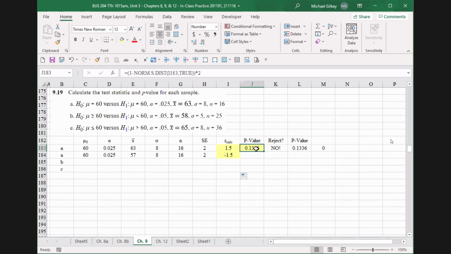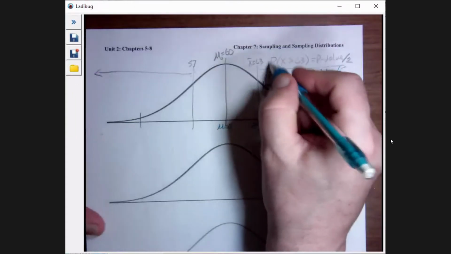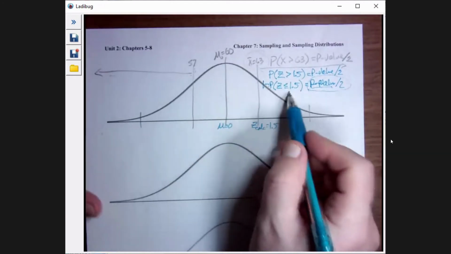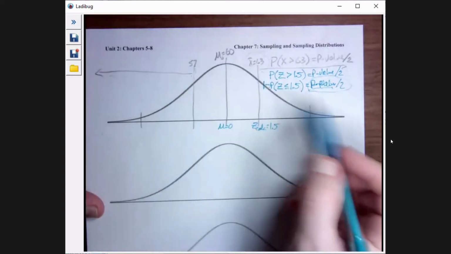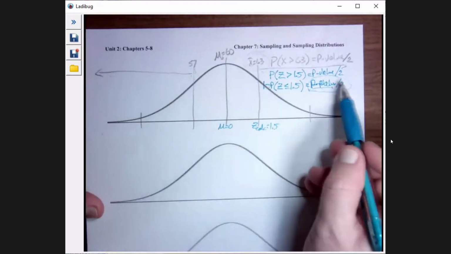And then my p-value, well, this calculation is not going to work because the calculation I did reflects the fact that I got a value above the mean. So doing 1 minus the probability over there is going to give me the probability over there, and that's not what I want.